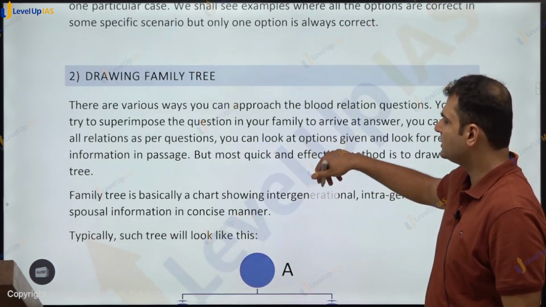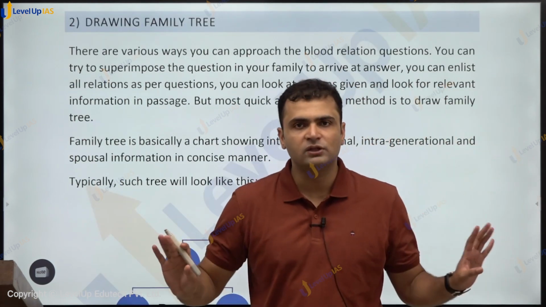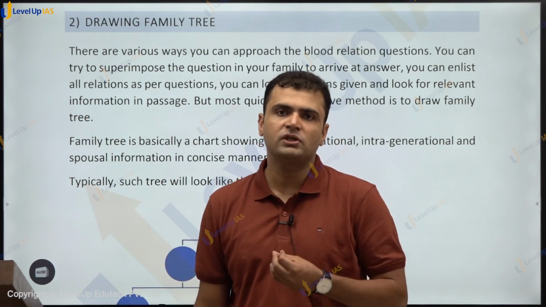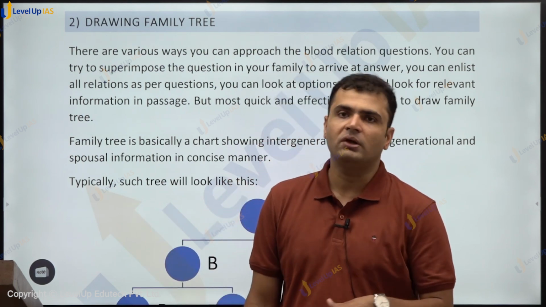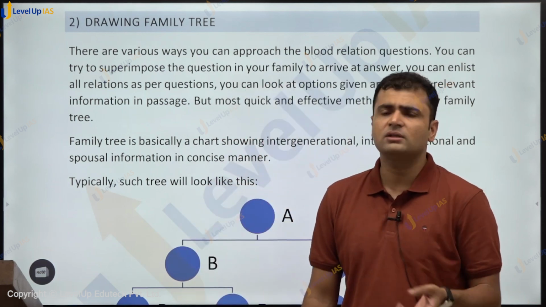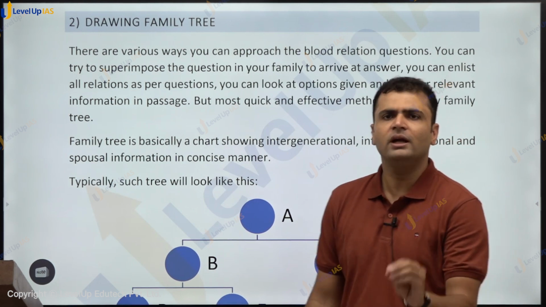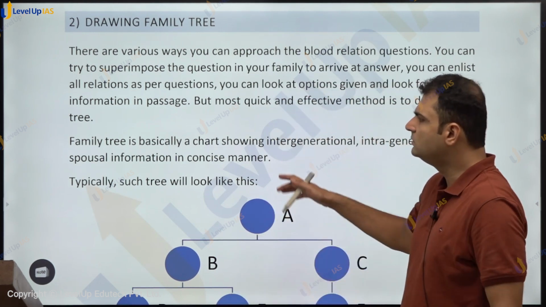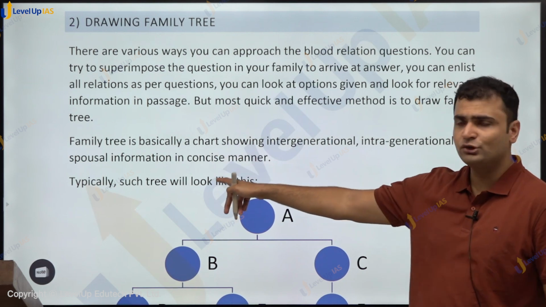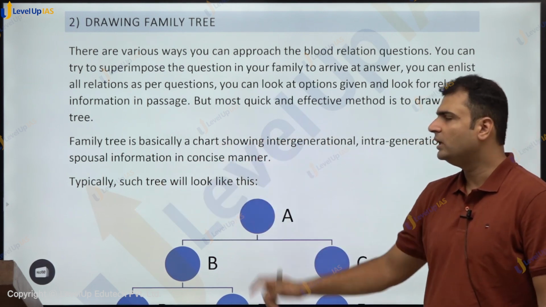For example, let us try to learn how to draw a family tree. There could be various ways to draw a family tree. This is something I teach to my students, so I'm just repeating whatever I have taught, or whatever I feel is the best. I'm not even claiming it is the best. It is an efficient way to draw a family tree and get the correct answer. What is a family tree? A family tree is a chart showing intergenerational, intragenerational and spousal information in a concise manner.